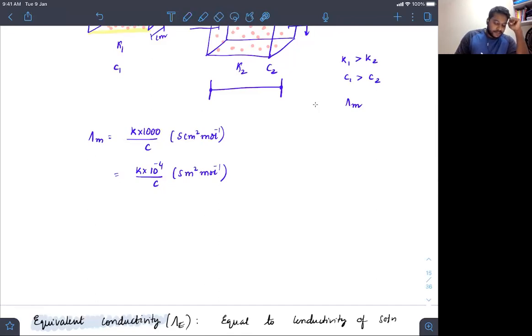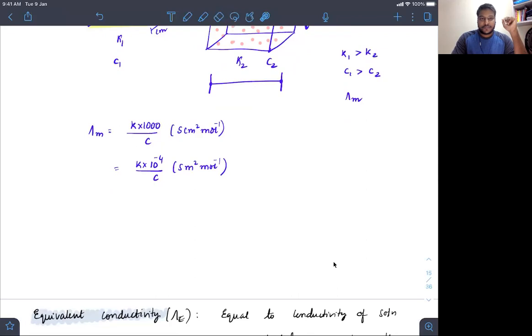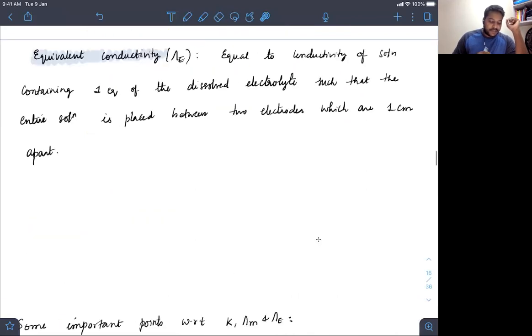Correct? This is what you will have if it is meter square. क्योंकि अभी kappa को हम लोग सेंटीमीटर पर मीटर लिखेंगे और कॉन्सेंट्रेशन को भी मोल पर लीटर लिखेंगे, मोल पर मीटर क्यूब लिखेंगे. So in that case, this will be the formula for that. Okay. Everybody understood this point? So meters में और centimeters में कैसे conversion? Right. Okay.